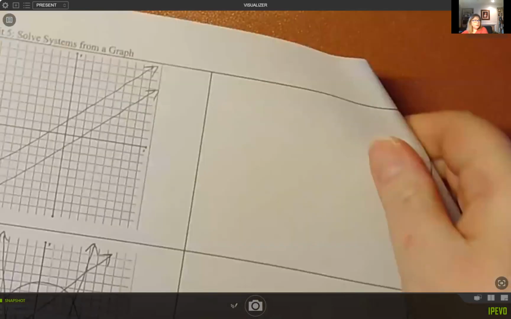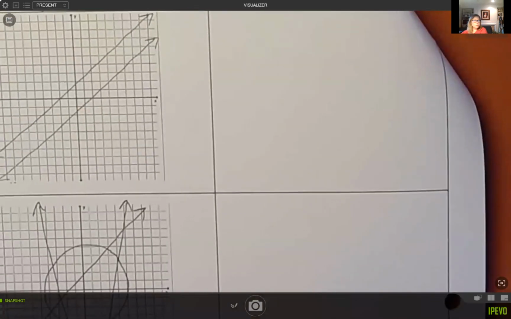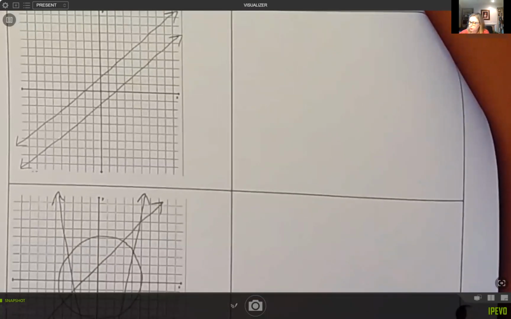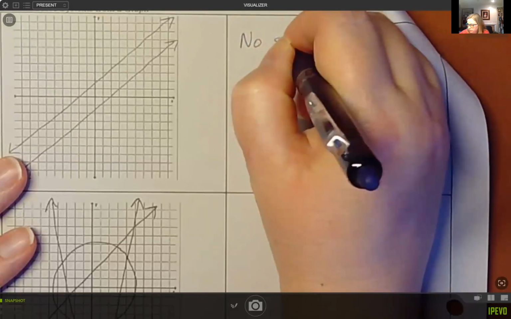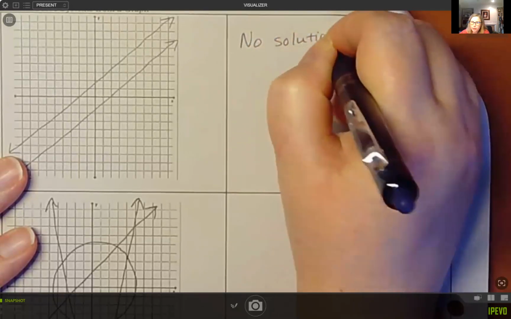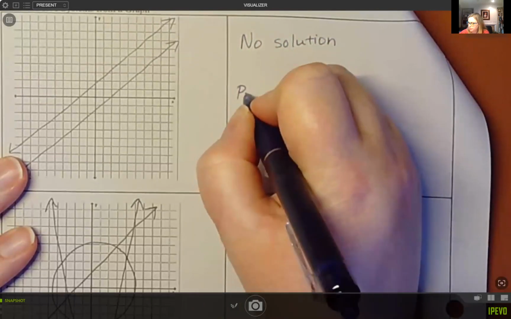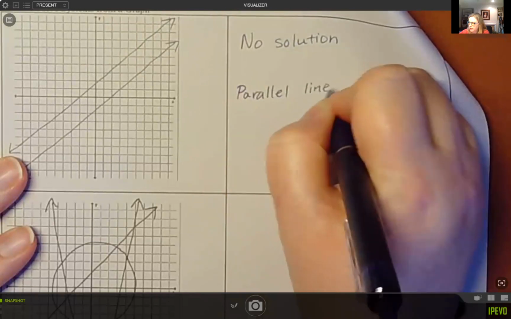Okay, so we can get this on the screen. All right, so then these two lines are parallel, so they're not going to intersect ever. Okay, so no solution. Parallel lines never intersect is our explanation.